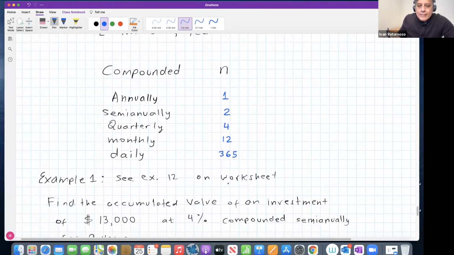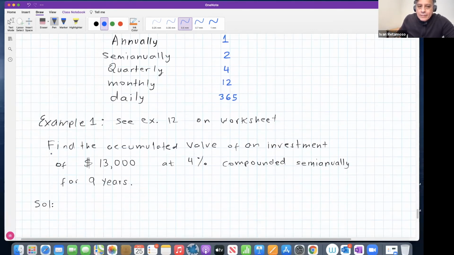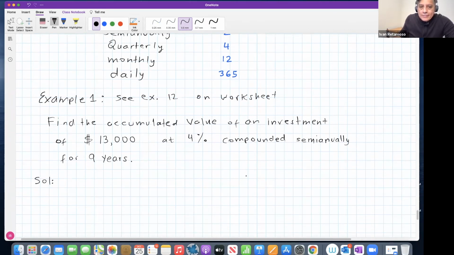Example 1. This is from our worksheet, okay? It's exercise 12 in our worksheet. I'm going to do it here, and then I will ask you to do something else. It says, find the accumulated value of an investment of $13,000 at 4% compounded semi-annually for 9 years. Okay, so let's do it together.